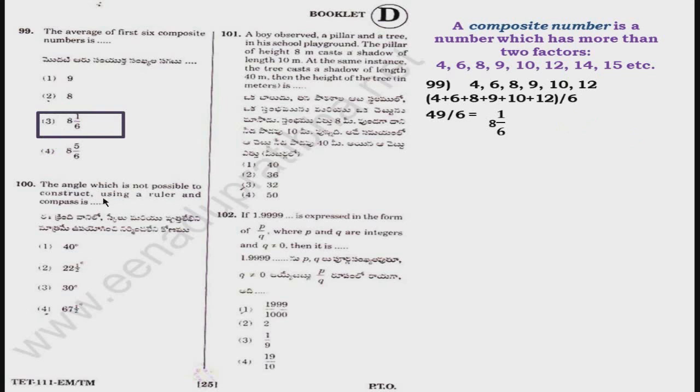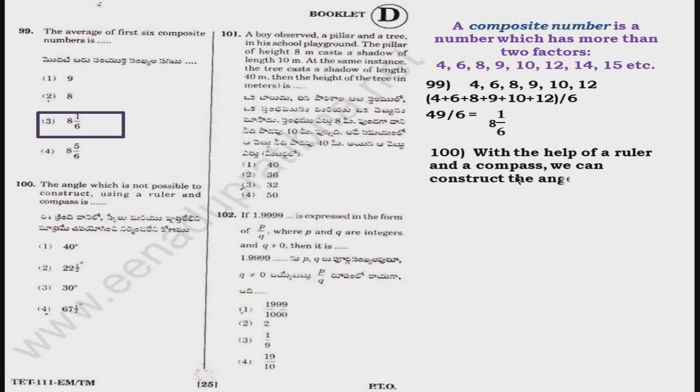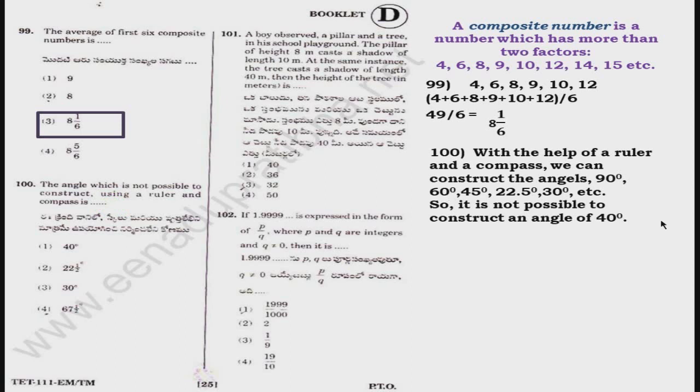Next one, 100th one. The angle which is not possible to construct using the ruler and the compass. Using the ruler and the compass, which angle we cannot construct? First, let's see what all angles we can construct using the compass and the ruler. We can construct 90 degrees, 60 degrees, and half of these also. That is, half of 90 is 45, half of 60 is 30, half of 45 is 22 and a half, and all the halves we can construct, and all these angles also we can construct. So it is not possible to construct the angle of 40 degrees, because see here 22 and a half. Yes, we can do 30 degrees, you can do 67 and a half degrees also.